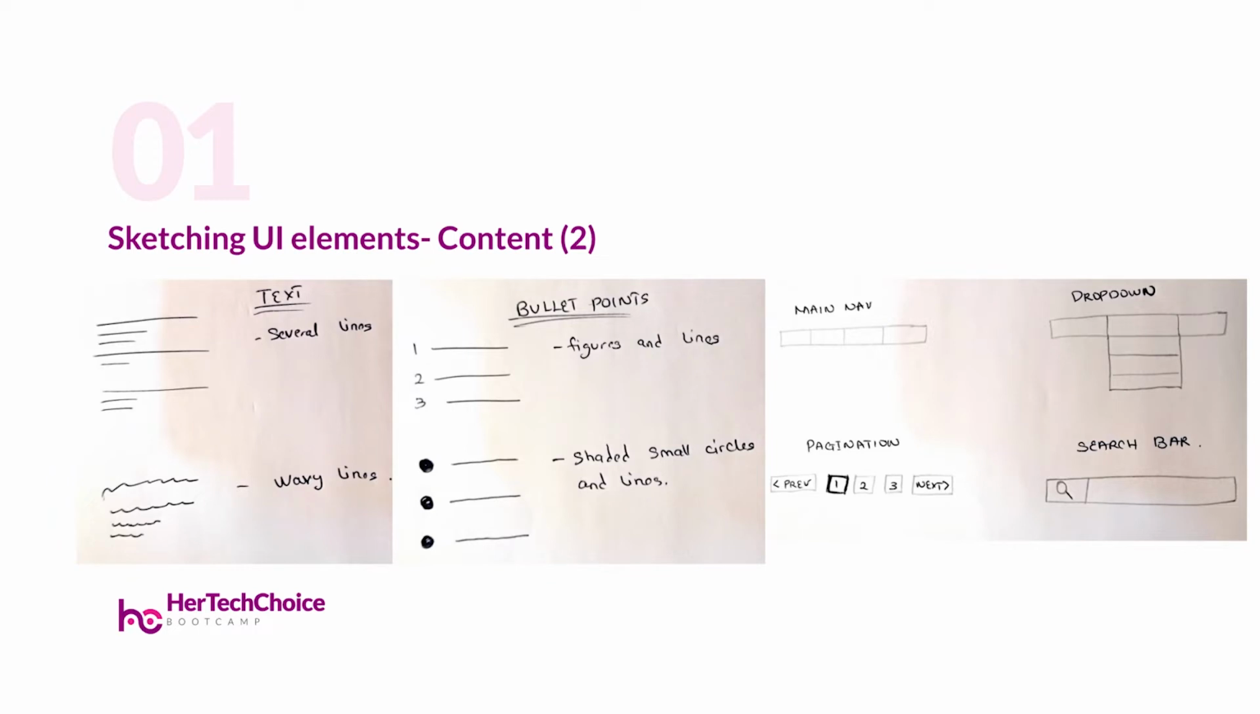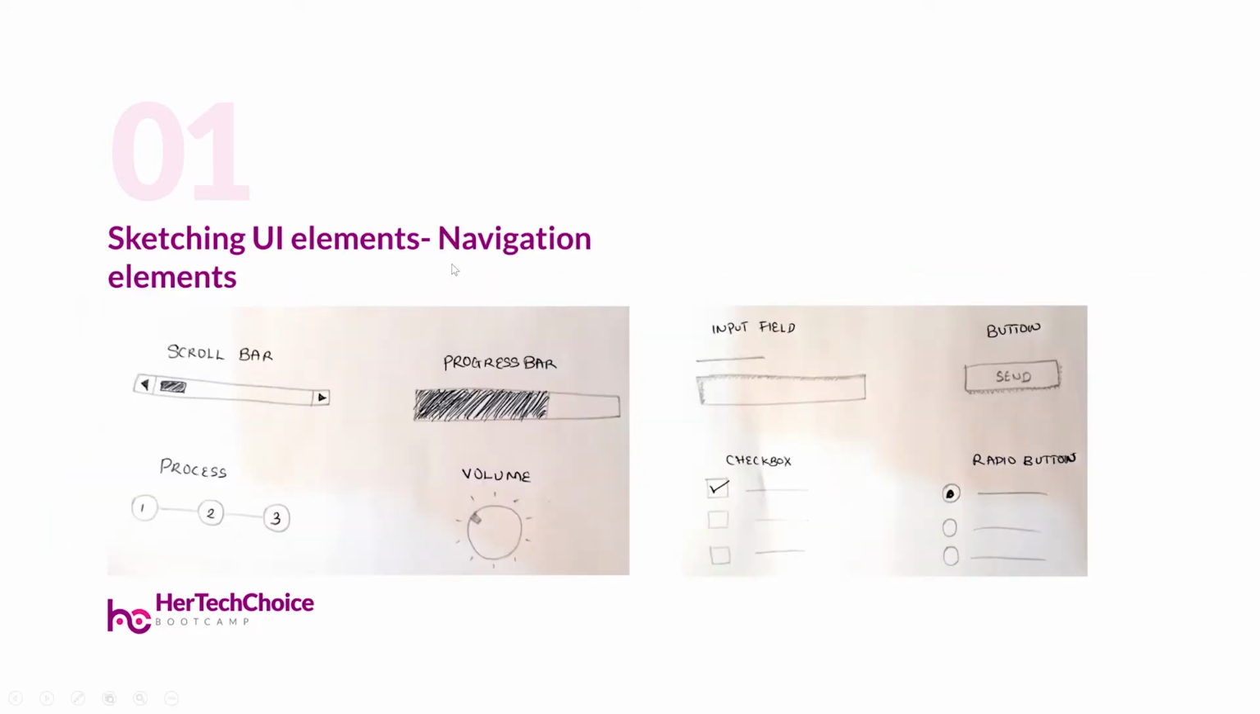Another element that is depicted is the use of straight lines to depict text, or wavy lines to also depict this text. Then we have figures and lines, which are depicted by numbers or bullet points with a straight line. Then there is the main nav bar, the drop down, the pagination, and the search bar, as you can see on the screen.